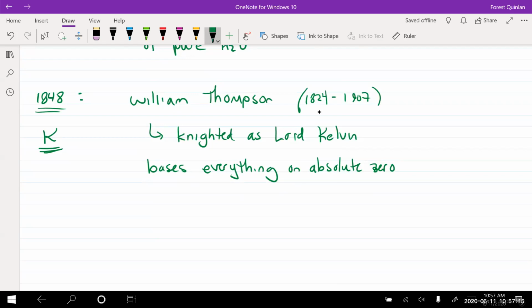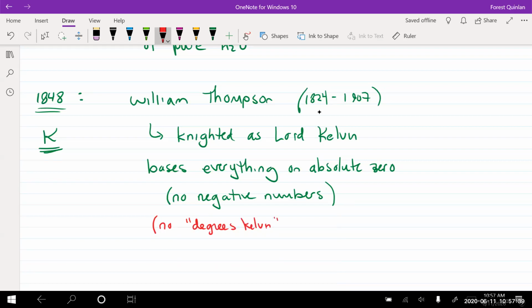Two things I want to point out. Bases everything on absolute zero. This means there's no negative numbers. That's good for calculations. The other thing I want to also note is there are no degrees Kelvin. It is just, here we go, North Carolina. This time it's just Kelvin. By the way, this is a capital K. We can't use lowercase because that's going to be kilo.